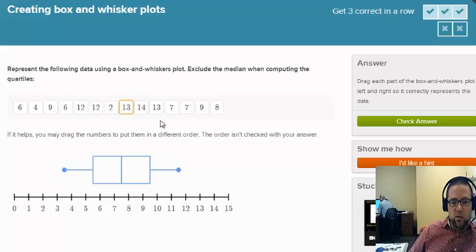And then what's the middle of this half? That's going to be represented by that line. And what's the middle of this half? That'll be represented by this line. So let's go ahead and order this. So I'll do that real quick.